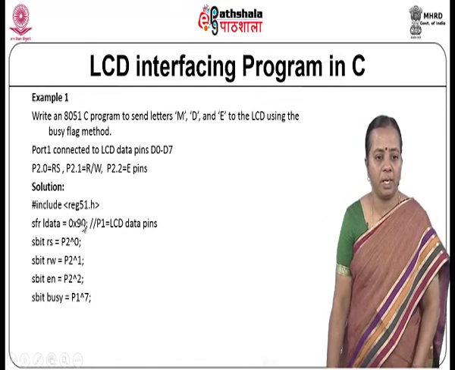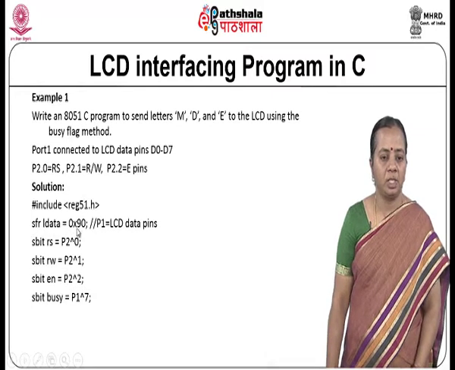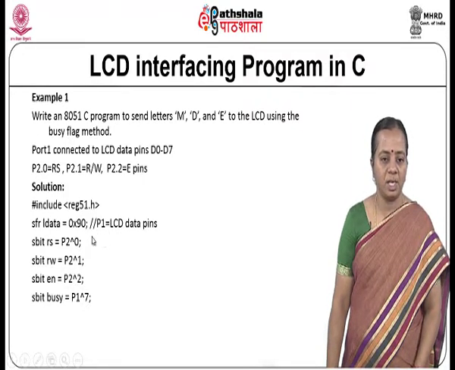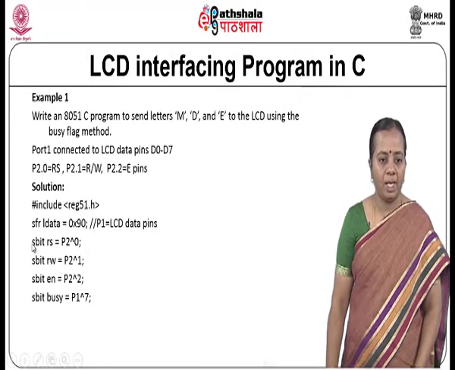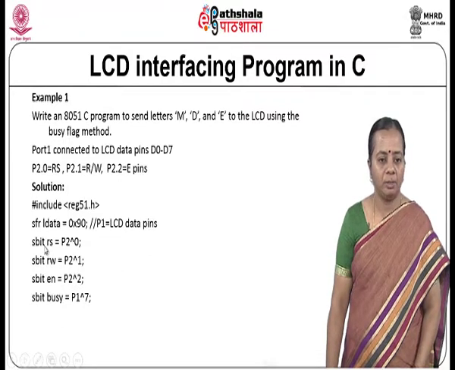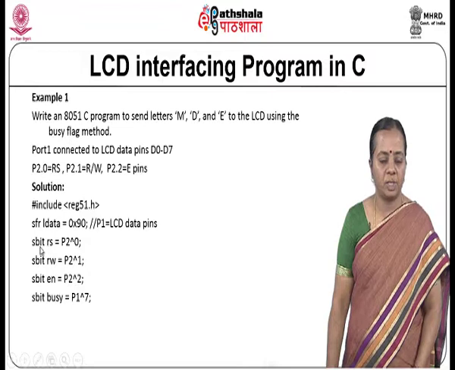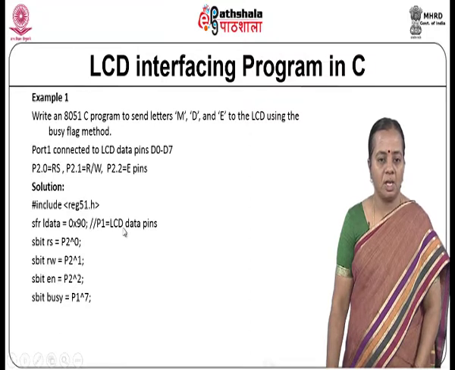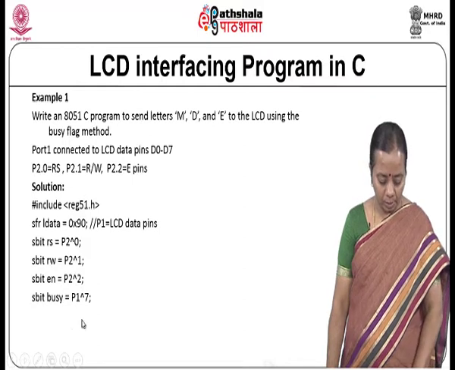Now I am declaring SFR LData as 0x90. That means 90 is the address of port 1. So if I access LData, the data will be sent to this particular address, which in turn goes to port 1. Using sbit, P2.0, 2.1, 2.2 and 1.7 are made into bits, so that RS, RW, EN and BC are assigned with these bits. All the things taken from the hardware configuration have been written in your C code.